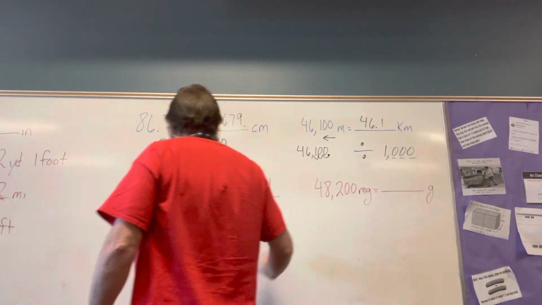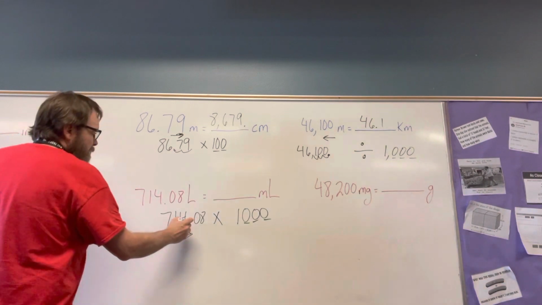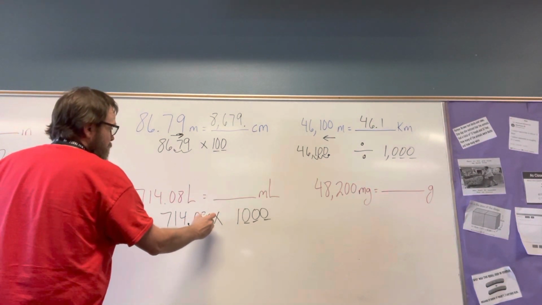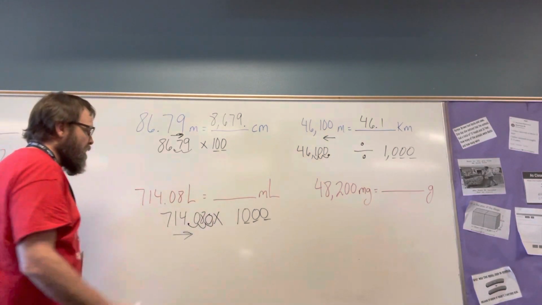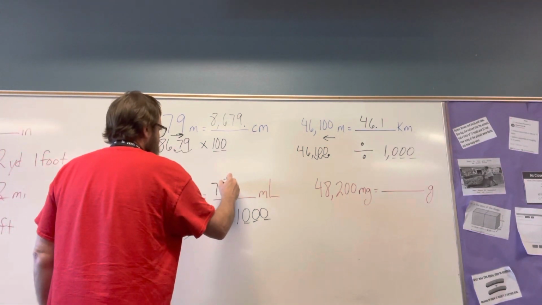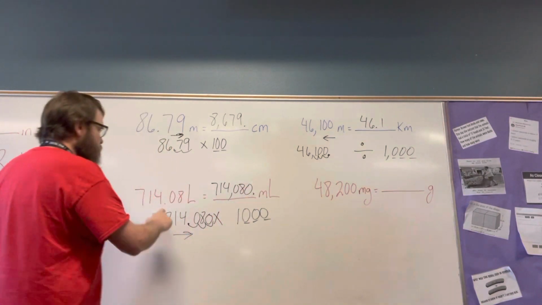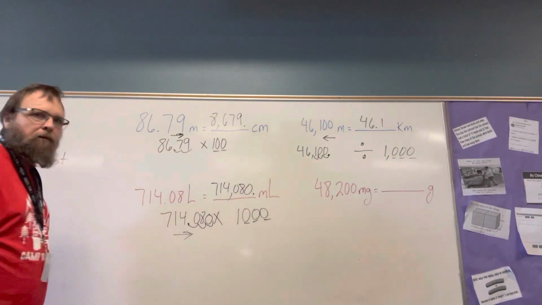I'm moving it to the right 3 times. So it goes once, twice. Well, I'm going to have to add a 0 there so that it goes 3 times. So it's going to be 714,080. And my decimal point moves 3 places to the right.